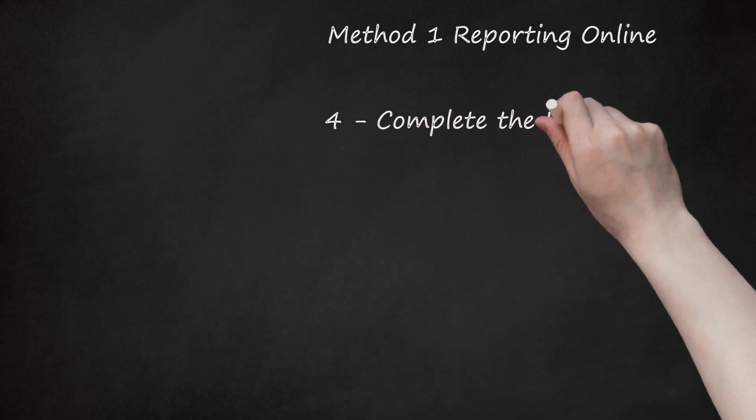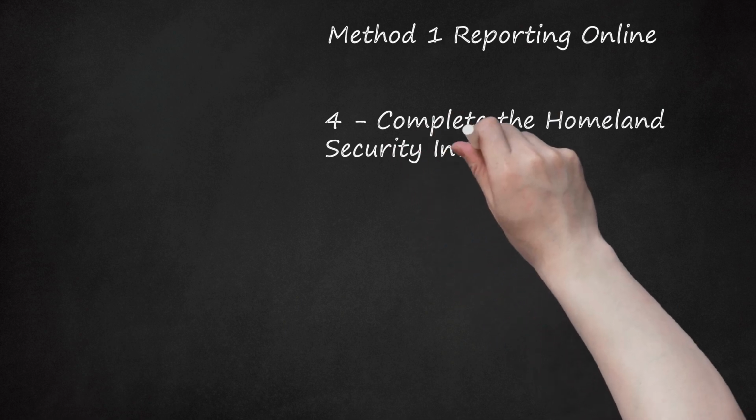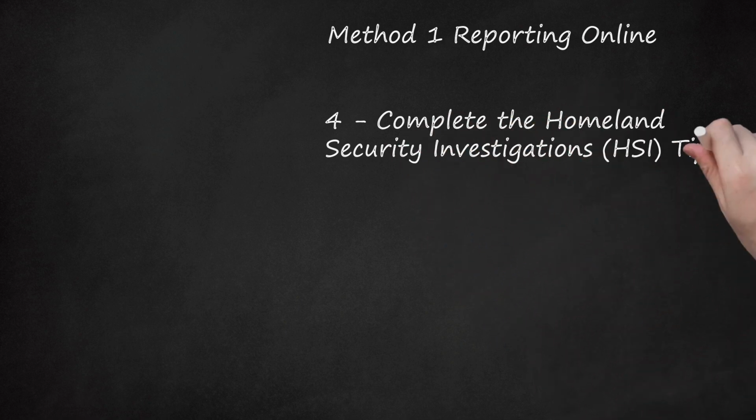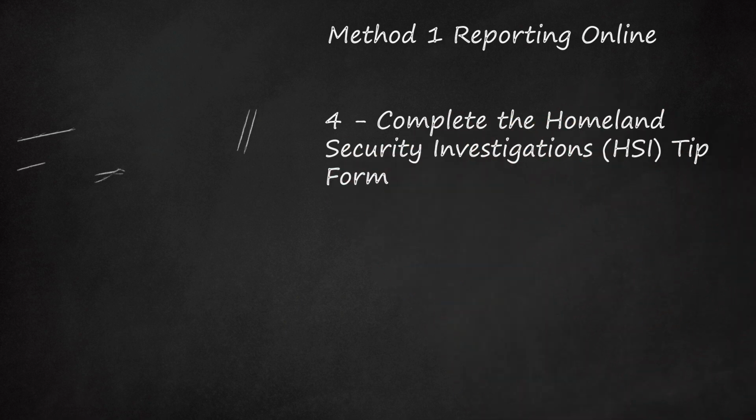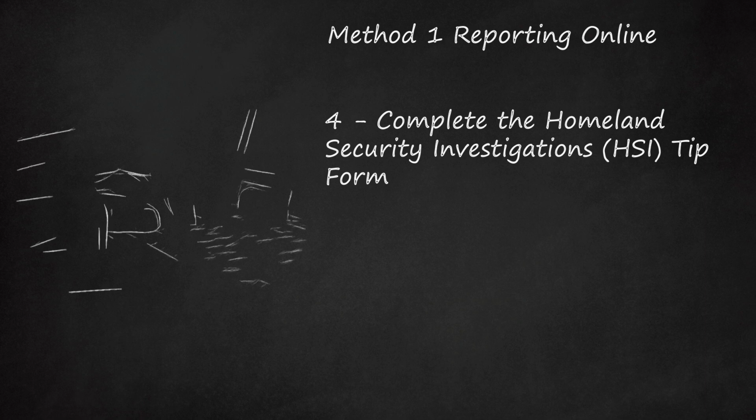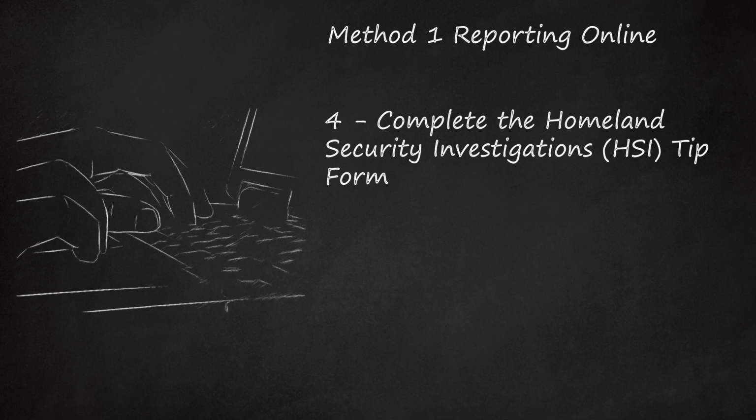4. Complete the Homeland Security Investigations (HSI) tip form. The tip form includes a number of fields that you should fill out as completely as possible, paying attention to the fields that are required and those that are optional. After optional contact information, the form asks you to check any number of boxes next to phrases categorizing suspected criminal violations. Keep in mind that you must check at least one.